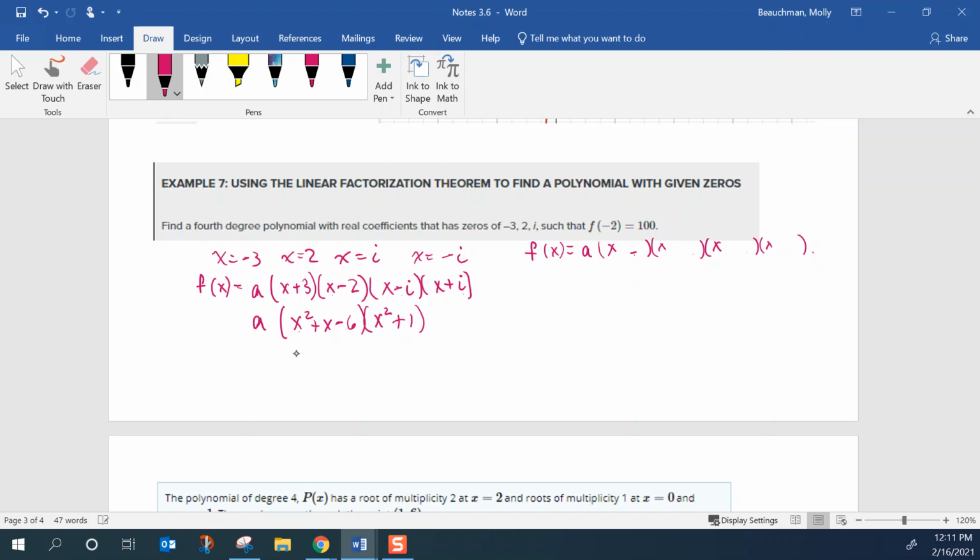Take x squared times x squared, I get x to the 4th. I still have that a in the front. x times x squared is x cubed. Let's see, -6 times x squared is minus 6x squared. Then multiply, x squared times x squared, x to the fourth, then multiply each of our terms by 1. x squared times 1 is plus x squared. x times 1 is plus x. -6 times 1 is negative 6. Add like terms.